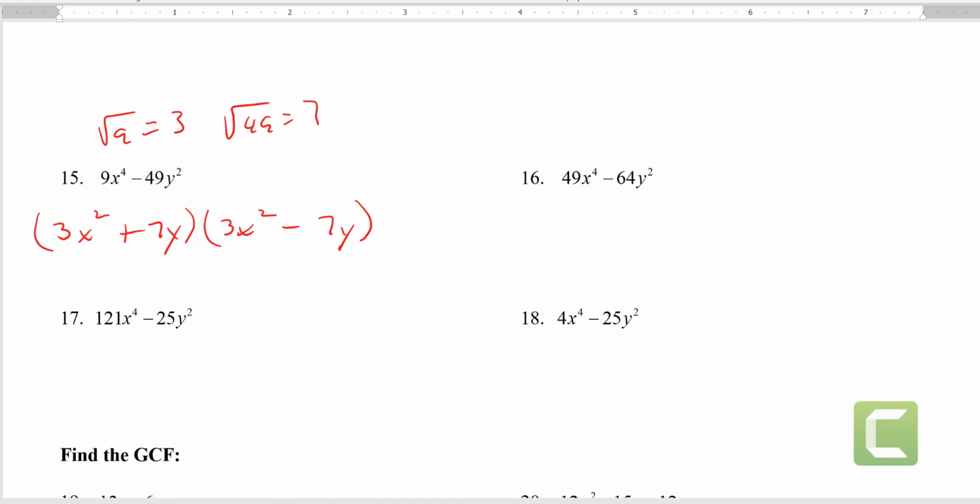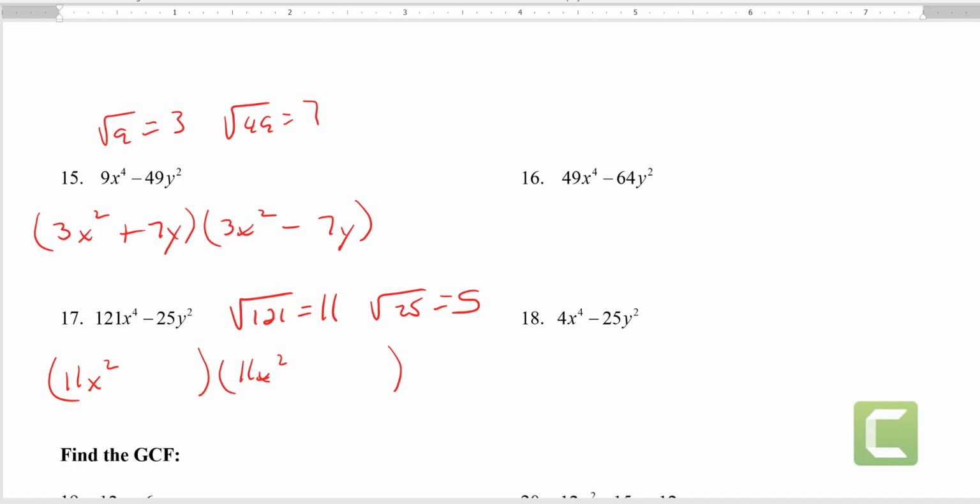Okay? Let's do one more. Actually, let's do number 17. That looks like a big number, but no big deal. The square root of 121 is 11, and the square root of 25 is 5. Okay, let's do some parentheses. So it's going to be 11x squared and 5y, plus and minus. Okay, pretty easy.